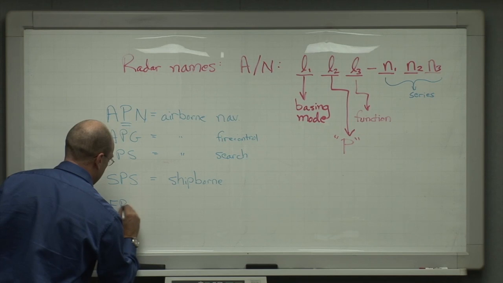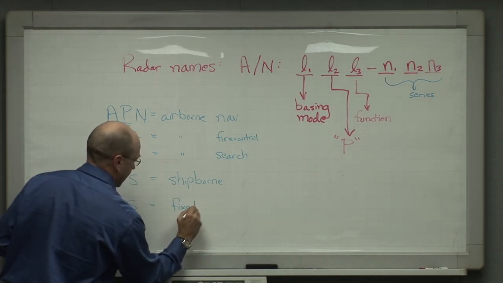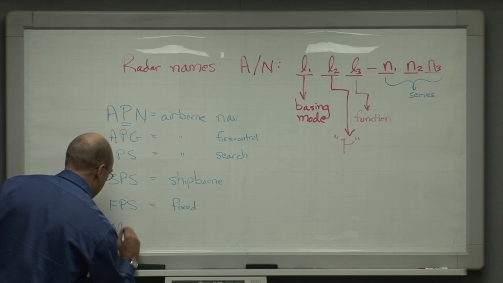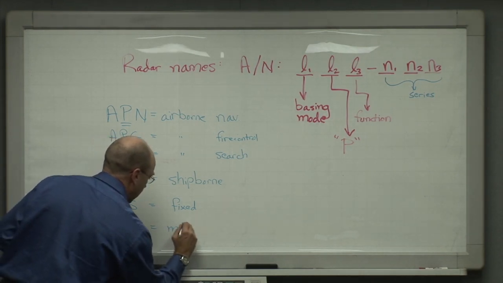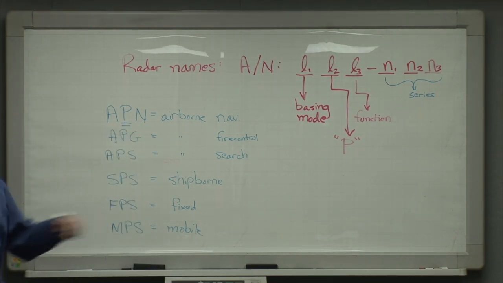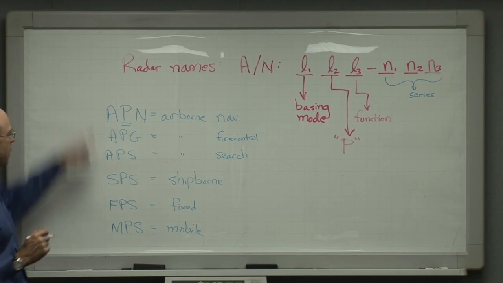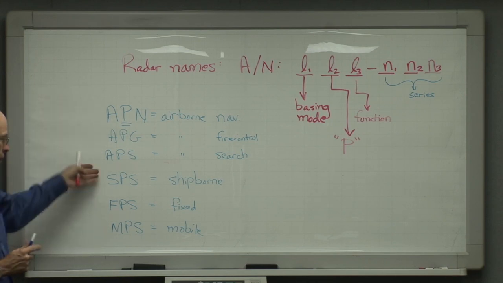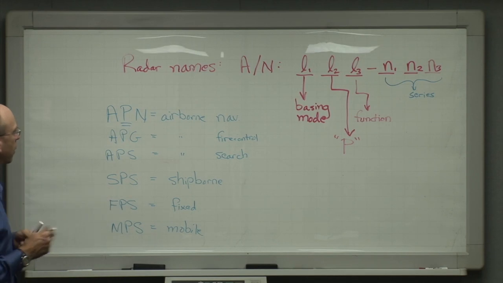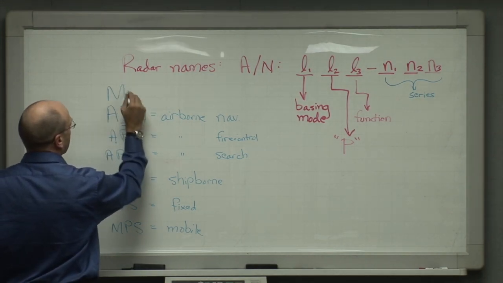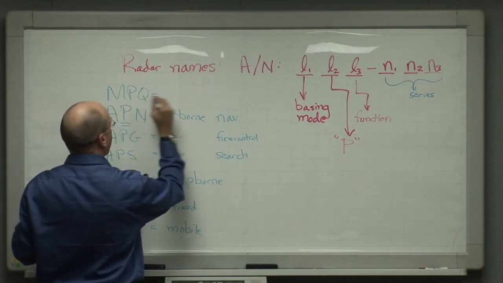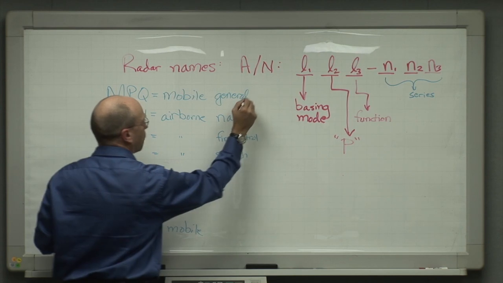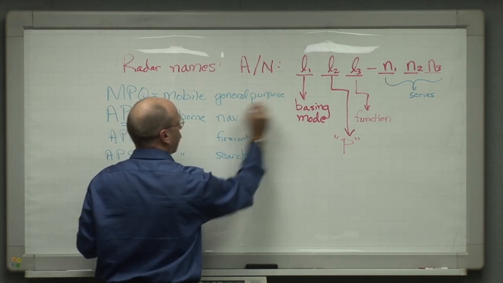Another one is FPS, which is fixed. And this would be a terrestrial radar at a fixed location. We can also have an MPS, which means mobile, which is a radar which nominally can be moved around on the surface of the Earth, but not shipborne. It's got to move on some kind of hard surface. And so forth. So when you understand these kinds of designations, then you can immediately determine the general functionality for a radar. Another one that's not obvious is MPQ, and that it would be mobile. And the Q just means general purpose or maybe multi-mode, depending.